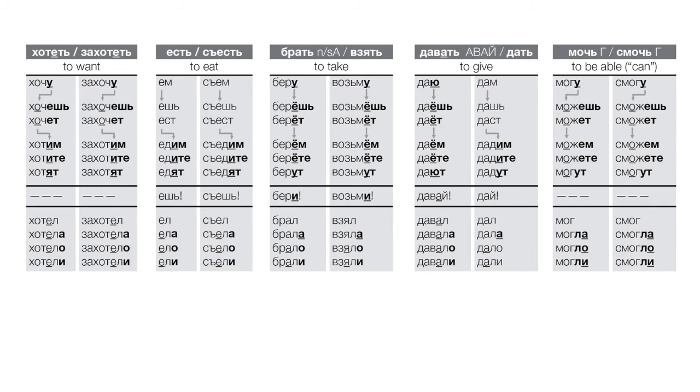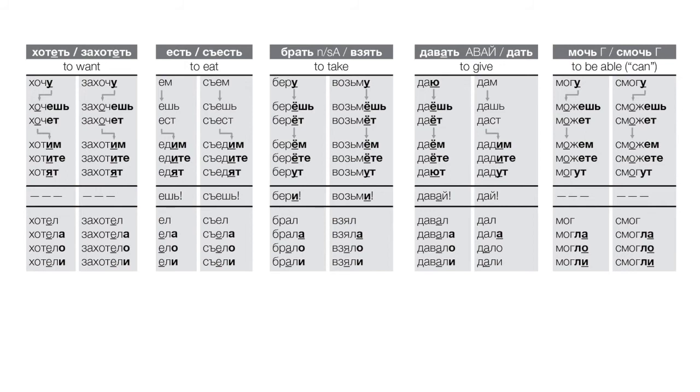Съедим, съедите, съедят. Брать, an е-verb, беру, берешь, берет, берем, берете, берут. Past tense, брал, брала, брало, брали. There's that feminine ending getting the stress, which often happens with monosyllabic verbs in the past tense.